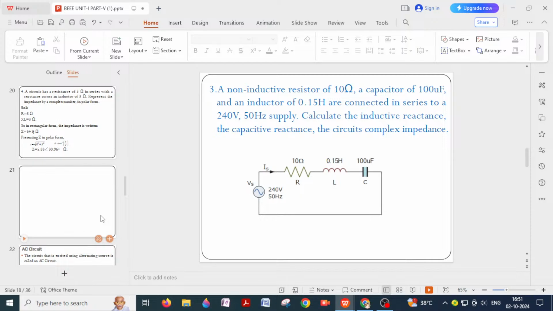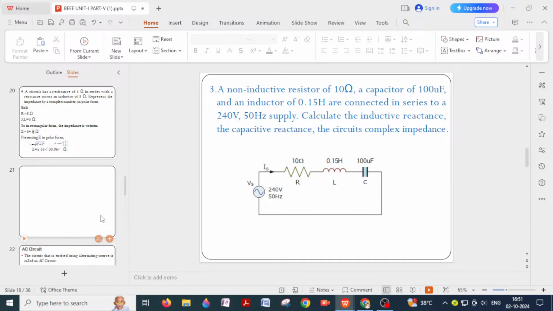Okay, then we have to calculate what? Inductive reactance and capacitive reactance. I will just copy this. So, our circuit is this. This is our circuit. Now, what is the formula to determine inductive reactance?